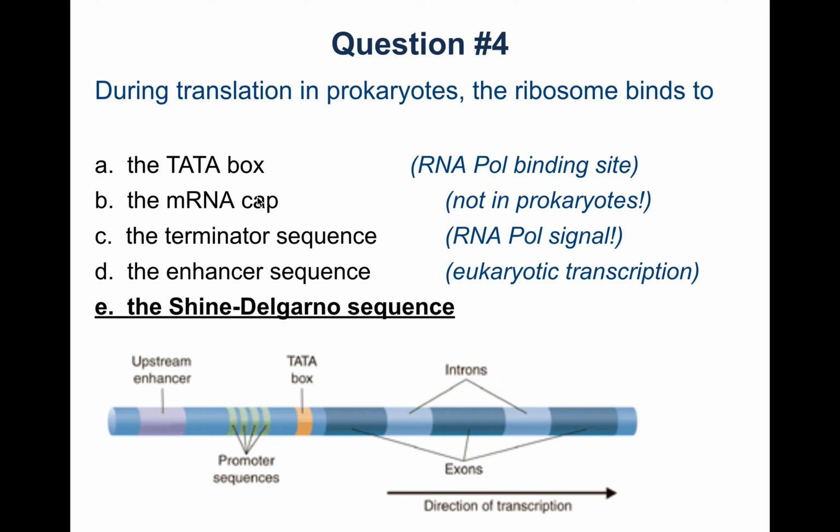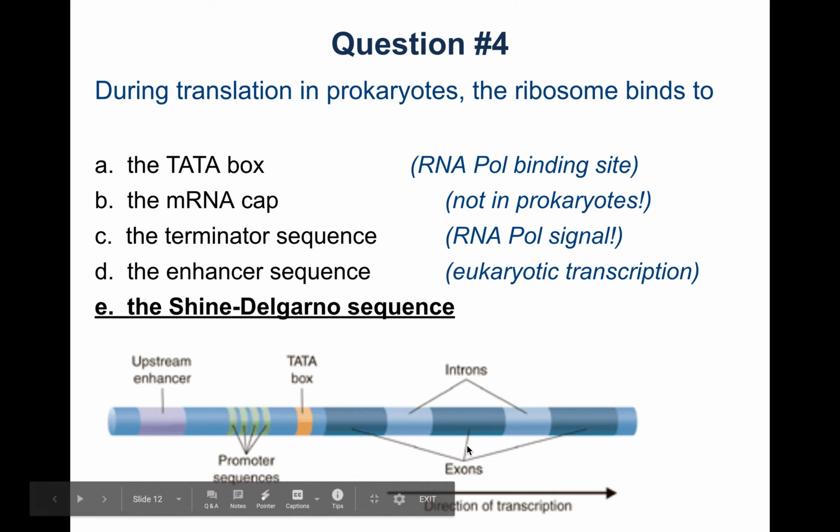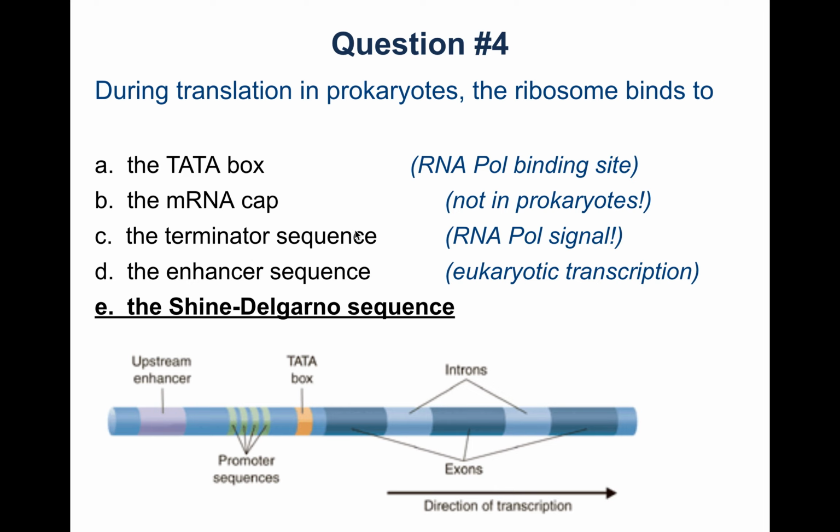The mRNA cap is not something that's actually in prokaryotes. It's only in eukaryotes, where you have the processing of the RNA after transcription before translation. And then a terminator sequence also has to do with transcription. A terminator sequence is a sequence towards the end of the open reading frame of whatever you're trying to transcribe that will signal the RNA polymerase to stop transcribing, to stop making the mRNA. So actually the TATA box, the enhancer sequence, and the terminator sequence all have to do with RNA transcription.